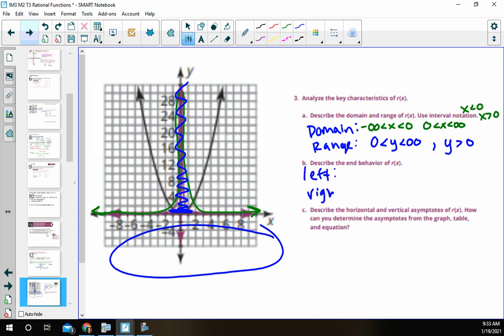Okay, and behavior, remember, deals with x values. So what is happening on the left side of my graph? What is happening on the right side of my graph? So I want you to go ahead and fill that in. So pause the video, state what's happening to those x values on the right, what's happening to those x values on the left, and then we will talk about their asymptotes.